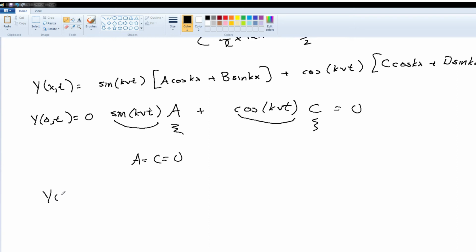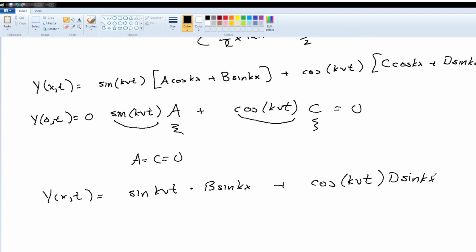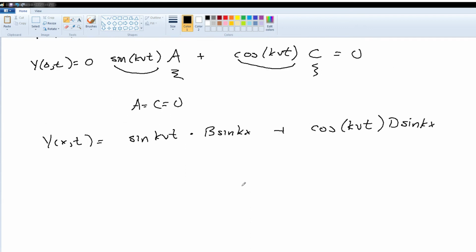Let's update our function. So we get sine, plus, and then what are we left with here? D. Now we can use initial conditions. Do you want to solve for k now, or do you want to use initial conditions? Let's start using initial conditions, right?